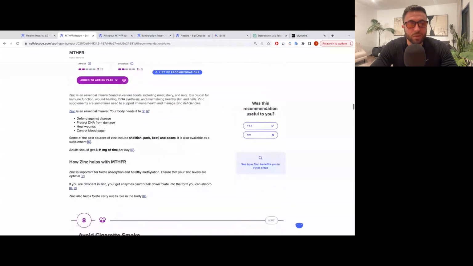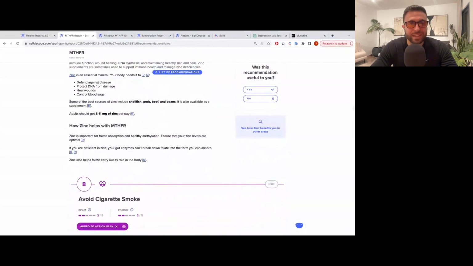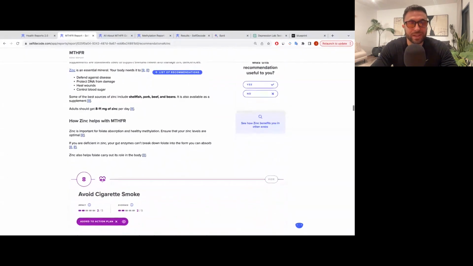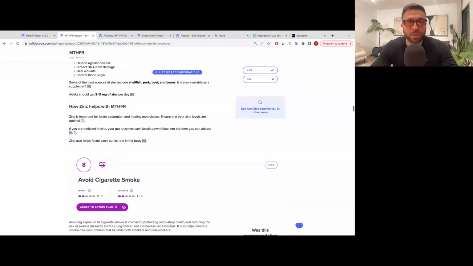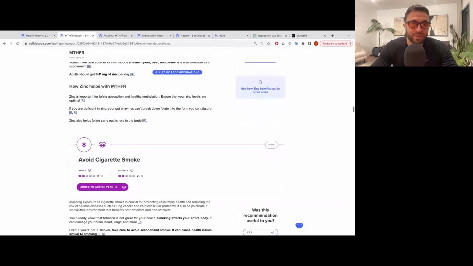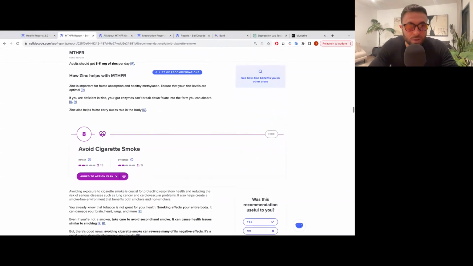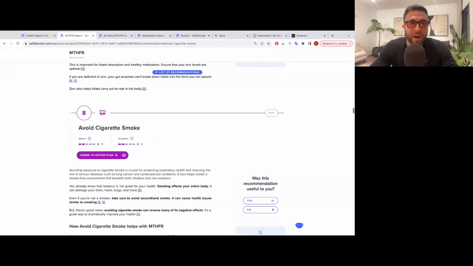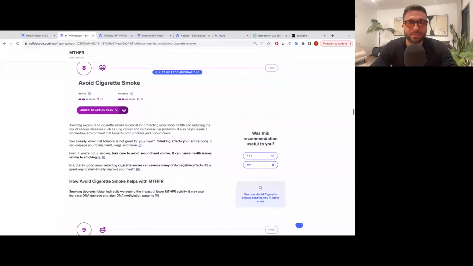Next up, zinc. You want to make sure you have optimal zinc status. Zinc is important for folate absorption and healthy methylation. If you're deficient in zinc, your gut enzymes can't break down folate into a form you can absorb. Zinc also helps carry folate, and helps folate carry out its role in the body.